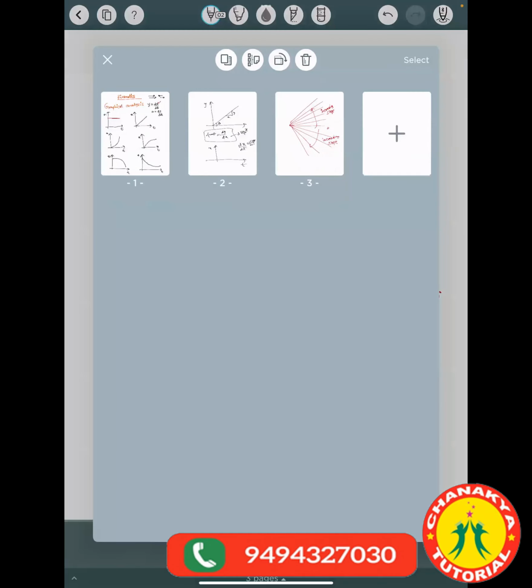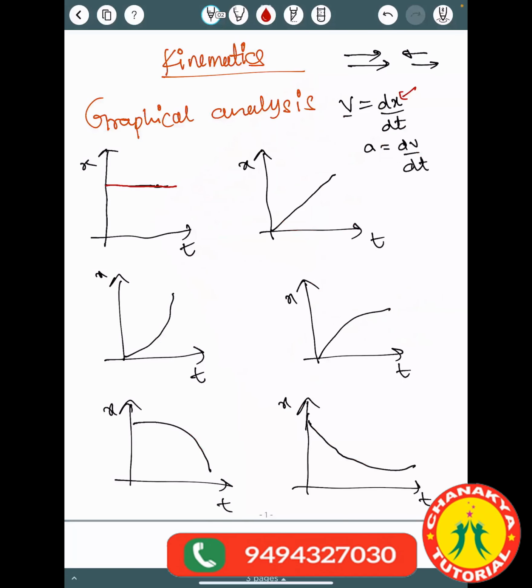Now you come here. In the first graph, x is constant, so the slope is 0. So in this graph, velocity is 0. If velocity is 0, acceleration will also be 0, because a is equal to dv by dt. V is 0, a is also 0. Come to the second graph.